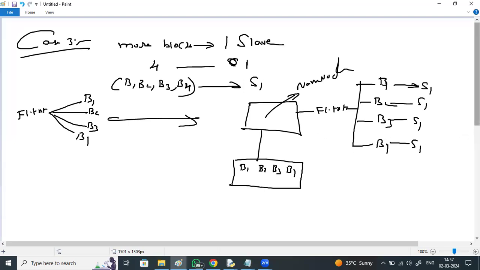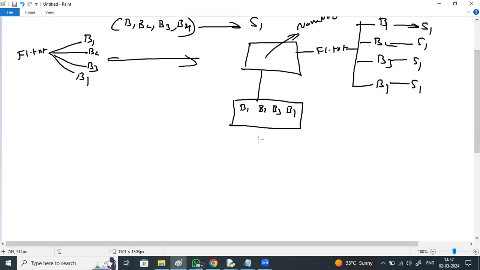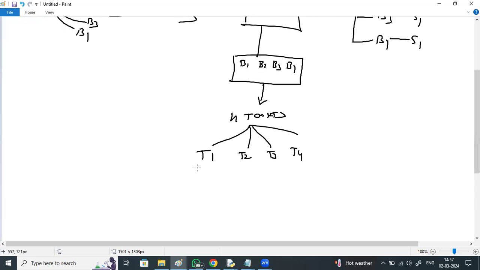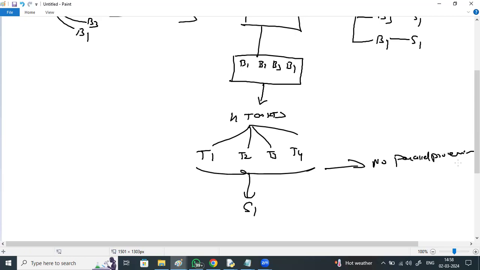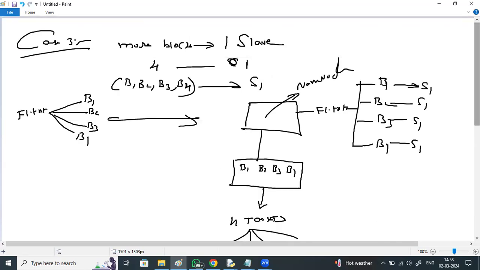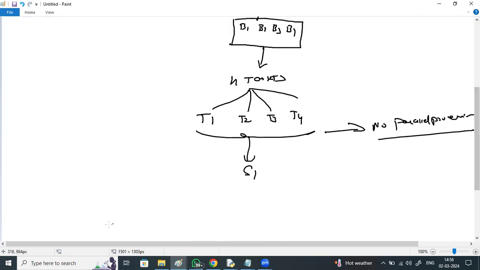But here, four blocks means four tasks. Four tasks means T1, T2, T3, T4. All these four tasks are executed by the single slave S1 sequentially. So no parallel processing here. It takes a lot of time, right? More systems, more speed. Fewer systems, less speed. If only one system, no parallel processing, right?